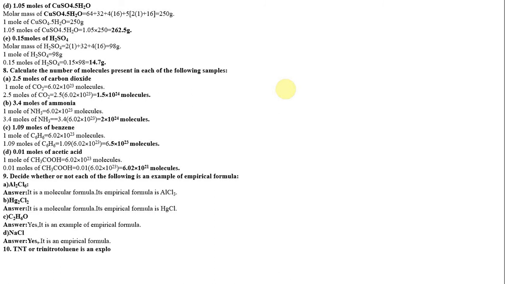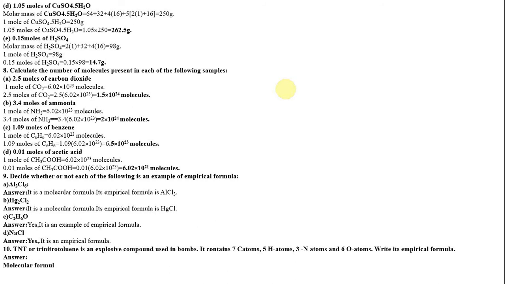Now question number 10. TNT or trinitrotoluene is an explosive compound used in bombs. It contains 7 carbon atoms, 5 hydrogen atoms, 3 nitrogen atoms and 6 oxygen atoms. Write its empirical formula. Molecular formula of TNT is C7H5N3O6. There is no number by which we can divide all of them, so its empirical formula will be the same, C7H5N3O6.